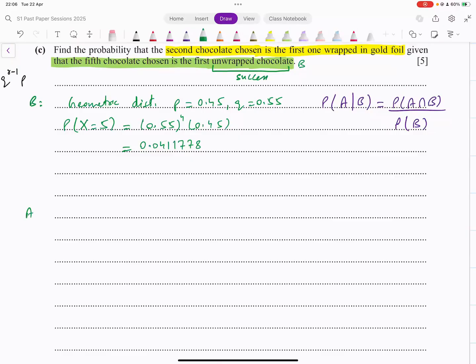A intersection B. Now, that will require some thinking now. So what we can say is, we have 5 chocolates. So we have chocolate 1, chocolate 2, chocolate 3, chocolate 4, chocolate 5.